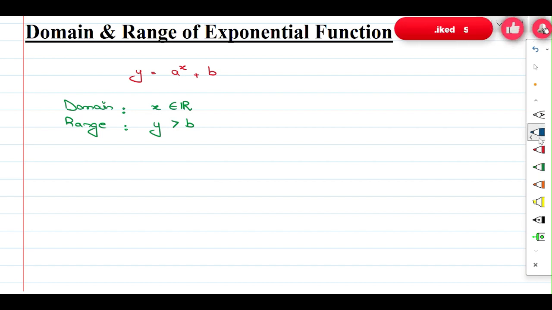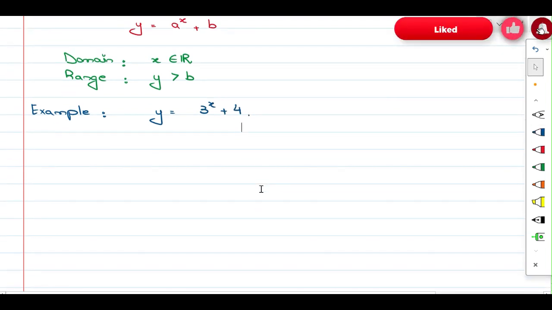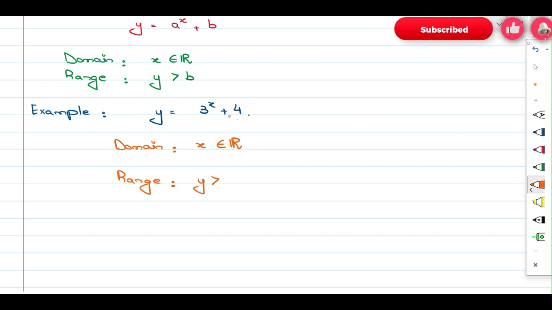For example, I have an exponential function y equals 3 to the power x plus 4. This is my exponential function, right? So what is the domain for that exponential function? The domain is all real numbers, but my range is y is greater than this 4, that value over here.